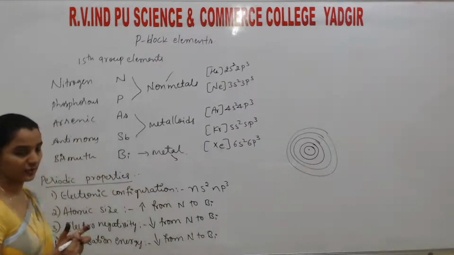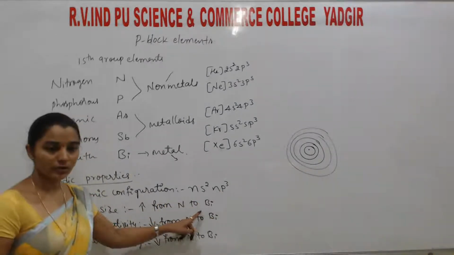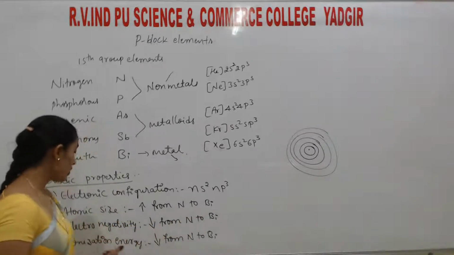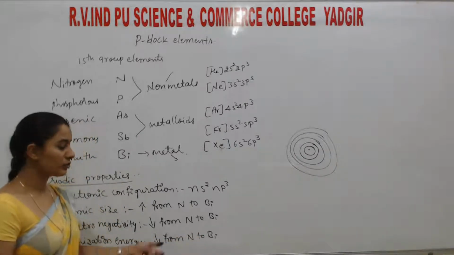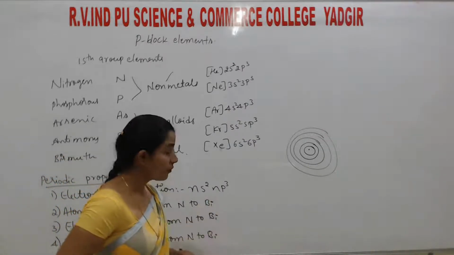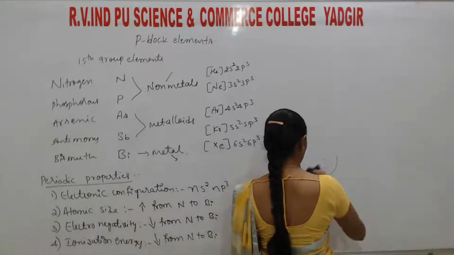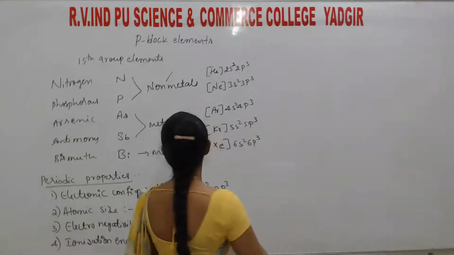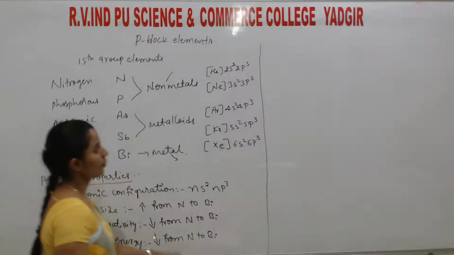These are the trends. Electronic configuration ns2 np3. Atomic size increases from nitrogen to bismuth. Electronegativity decreases from nitrogen to bismuth. Ionization energy decreases from nitrogen to bismuth. Electron gain enthalpy also decreases from nitrogen to bismuth. Okay, so these are all periodic properties. So if we come to physical properties, periodic properties are over.